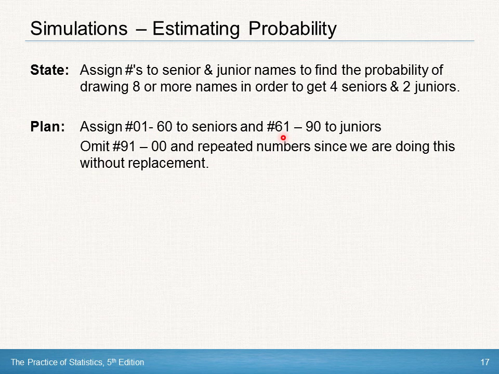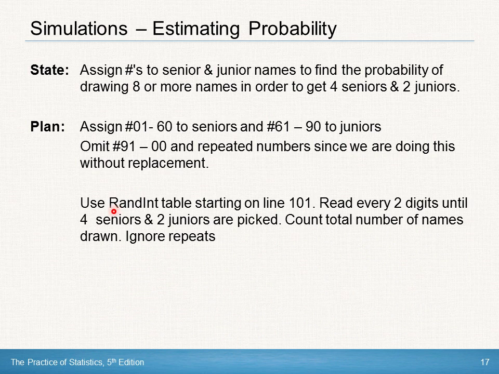Well, remember we had 60 seniors and 30 juniors. So we're going to assign the numbers 01 to 60 to seniors and 61 to 90 to juniors. Now we're stating that we're omitting 91 through 00 because that's basically like 91 to 100. We're also ignoring repeated numbers since we're doing this without replacement. And the reason that we're ignoring repeated numbers is that I don't want to pick the same junior or the same senior twice. So I have assigned numbers to the chance process that I'm doing. So that's your plan portion. Your plan portion is always how are you going to assign numbers.